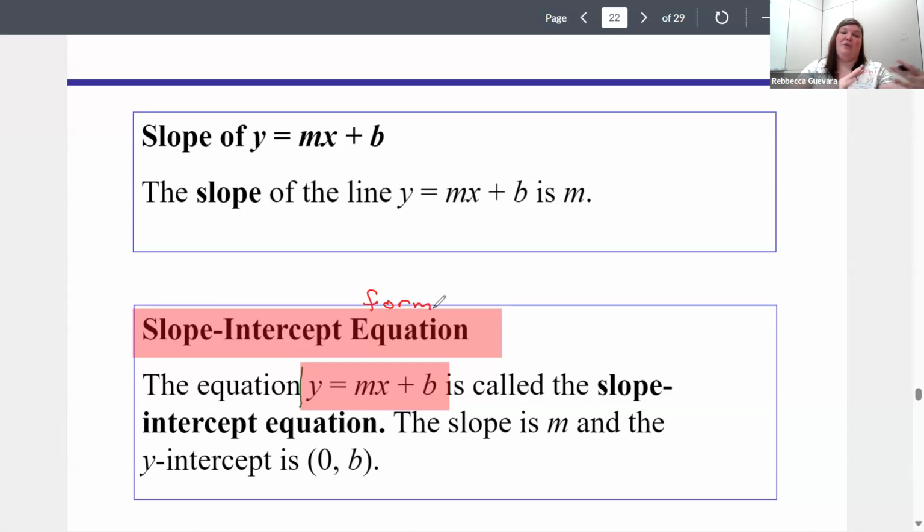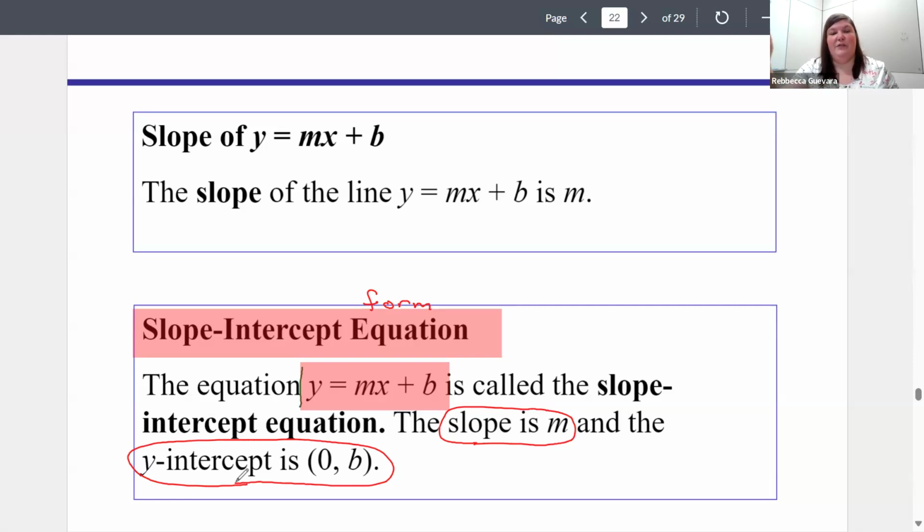Because there are several ways to write a linear equation, this is just one of the many forms of it. So that's why a lot of times we use the word form instead of equation. As we said, when we look at this, we know that the slope is going to be m, and our y-intercept, which we already discussed, is going to be 0, b. So if we're given the equation of the line, especially if we're given slope-intercept form, we're given all the information we need to actually just graph this.